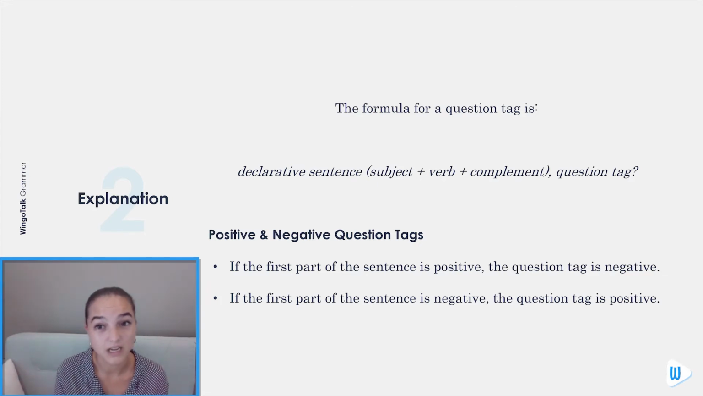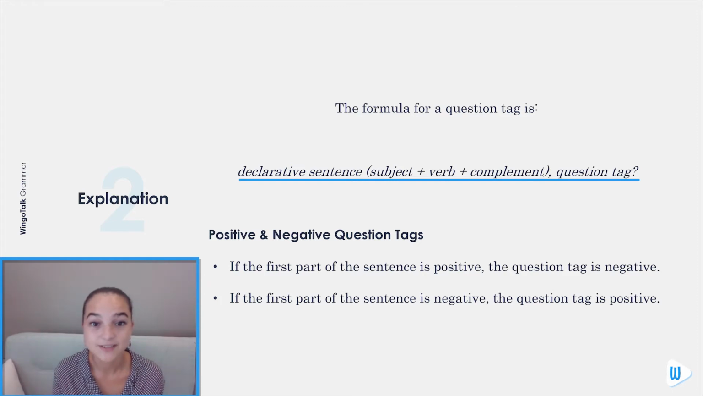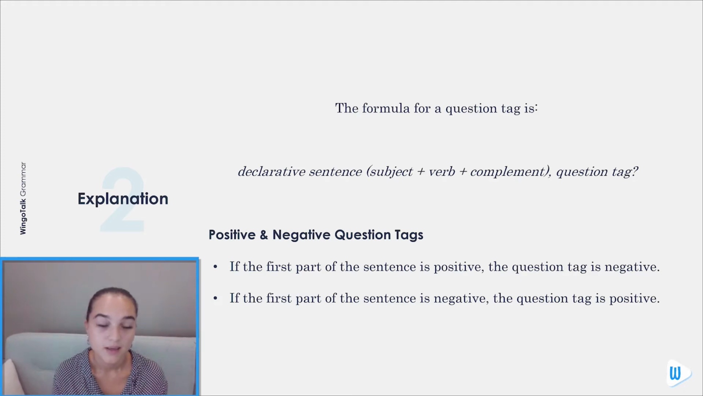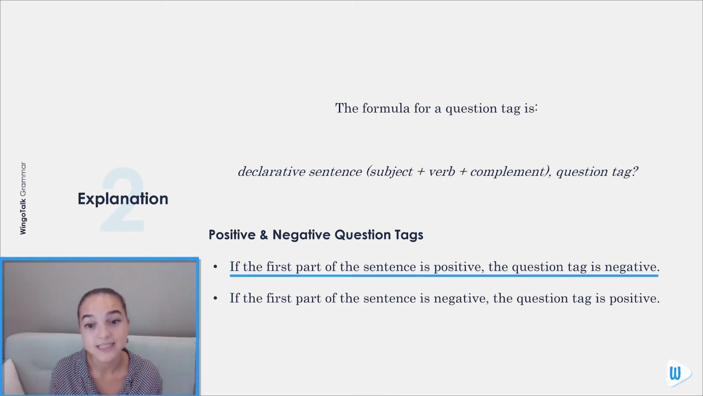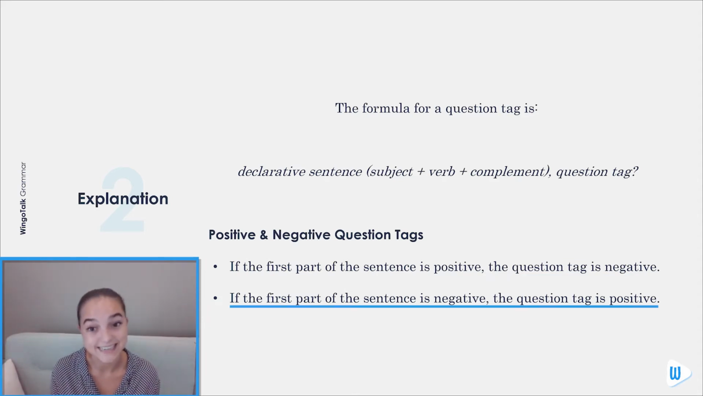This is the formula for a question tag. The declarative sentence, subject plus verb plus complement, is followed by the question tag. Positive and negative question tags. If the first part of the sentence is positive, the question tag is negative. If the first part of the sentence is negative, the question tag is positive.